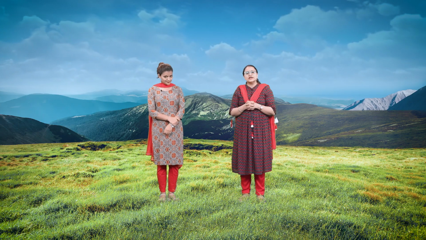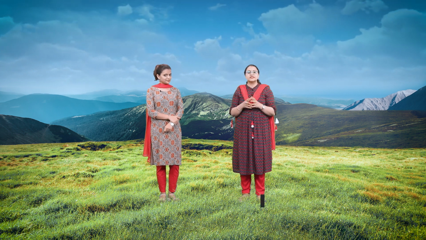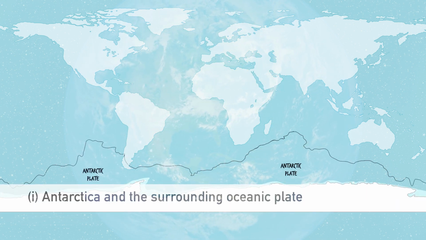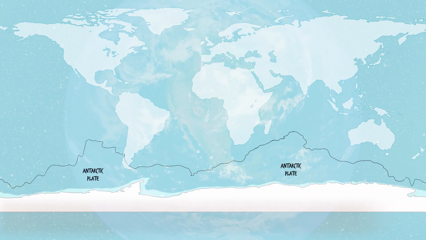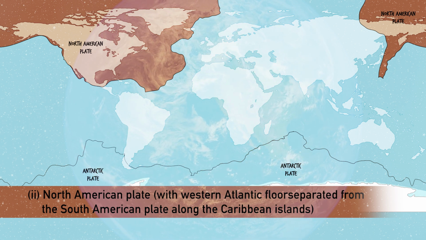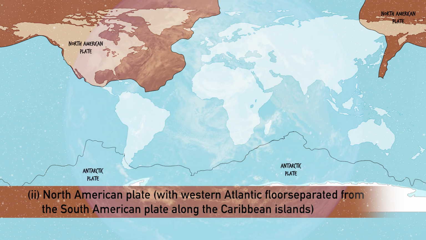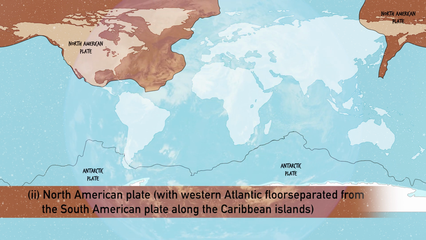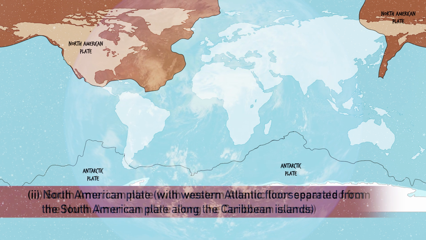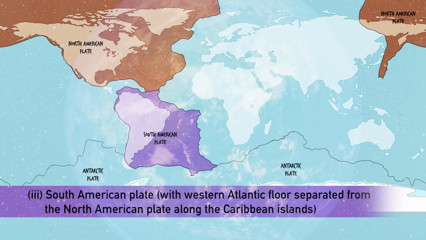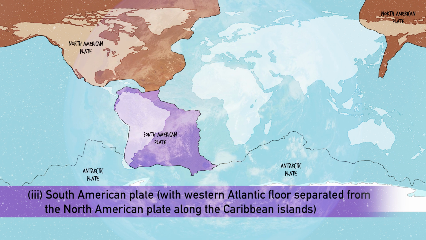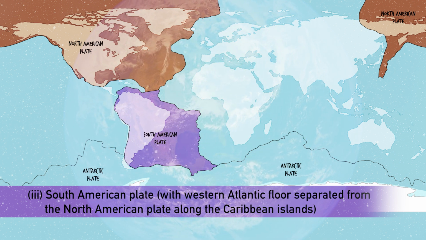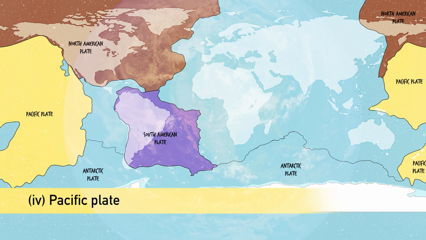Let me tell you the names of these plates. The 7 major plates are first Antarctica and the surrounding oceanic plate. All right. Second, North American plate with Western Atlantic floor separated from the South American plate along the Caribbean islands. Third is South American plate with Western Atlantic floor separated from the North American plate along the Caribbean islands. Okay. Fourth is Pacific plate.